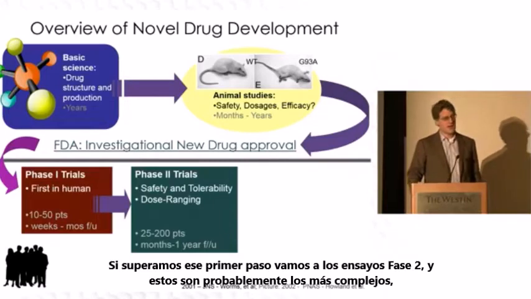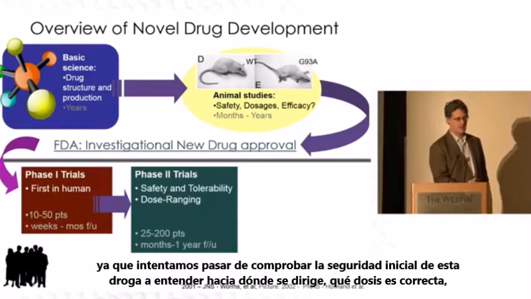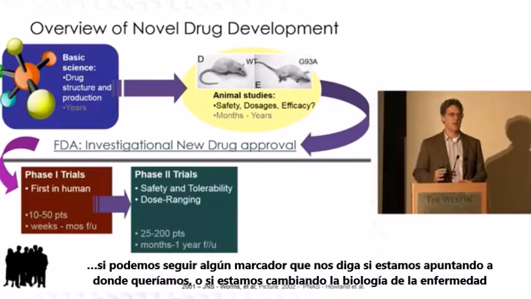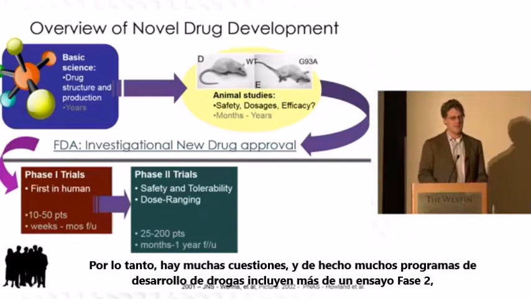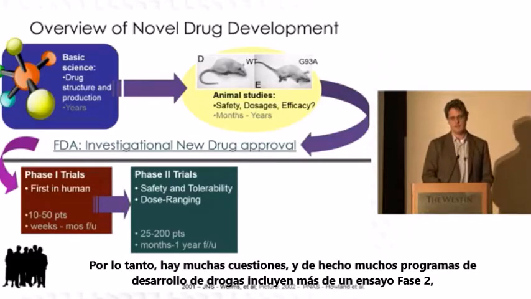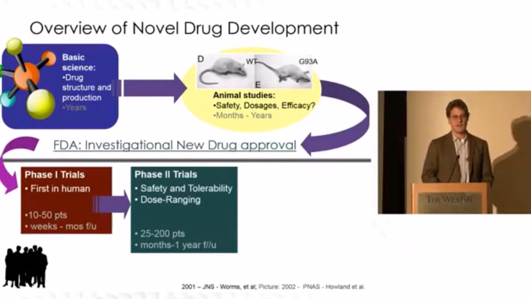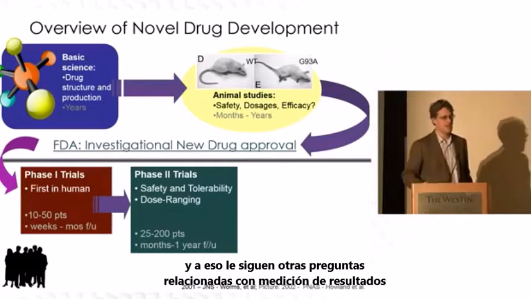And phase 2 trials are actually probably the most complex step here, because we're trying to move from, at first blush, this drug is safe, to understanding where the drug goes, what doses are right, can we follow some marker to see whether we're engaging our target? Are we changing disease biology? So there are a lot of questions, and in fact, many drug development programs include more than one phase 2 trial. There may be very specifically designed phase 2 trials. So we're answering a specific question about where the drug goes, or a specific question about dosing, and then that's followed by a specific question about what the best outcome measures to look at are.